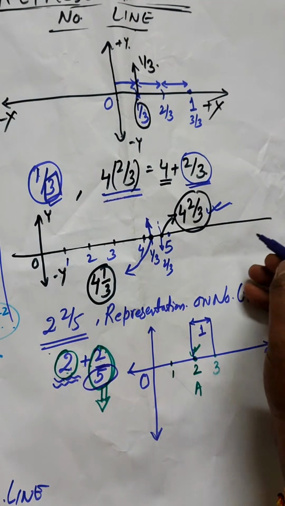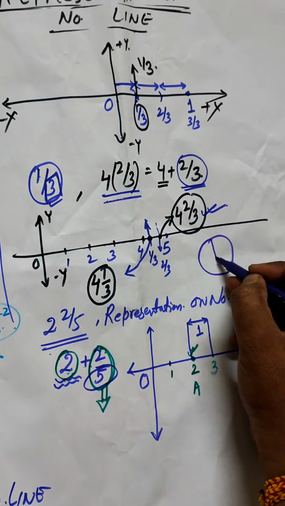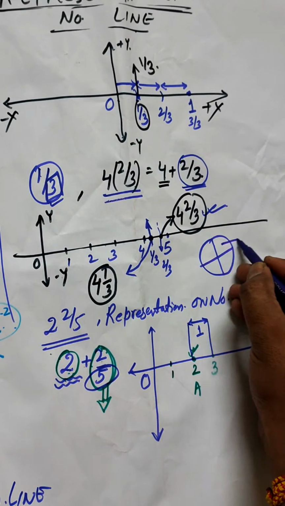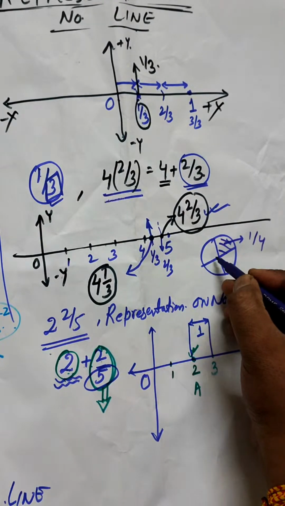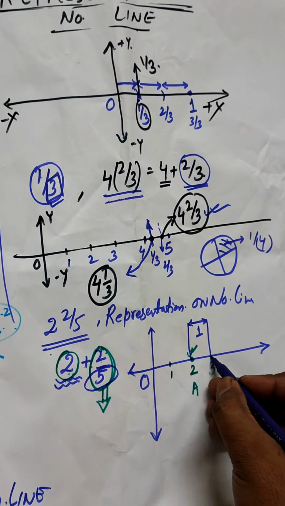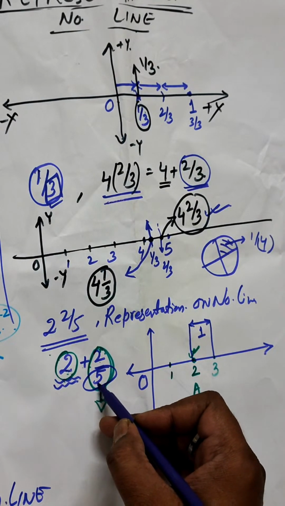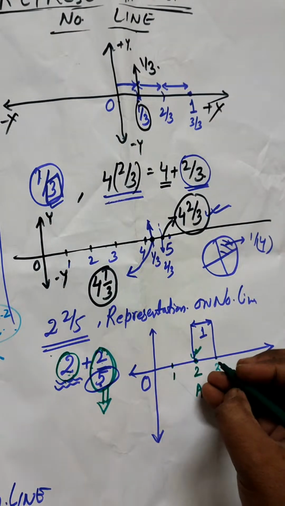If I'm just taking one example, if you have a pizza with 4 pieces in it, then you can say this portion is 1 by 4, right? Because there are a total of 4 pieces. So the denominator gives the total number of parts. So from 2 to 3, if this is 1, then the denominator should be 5. That means this 2 to 3 should be divided into 5 equal parts.